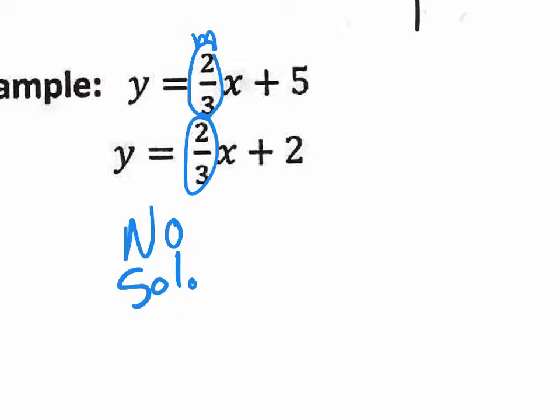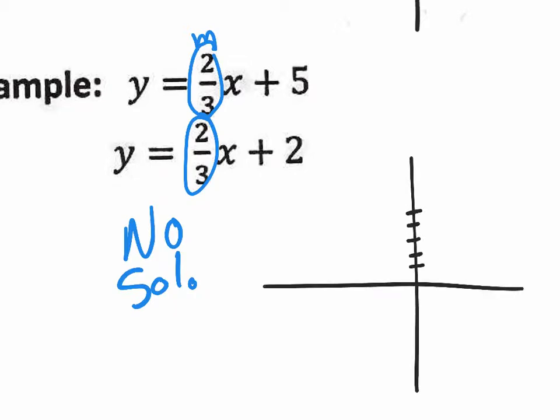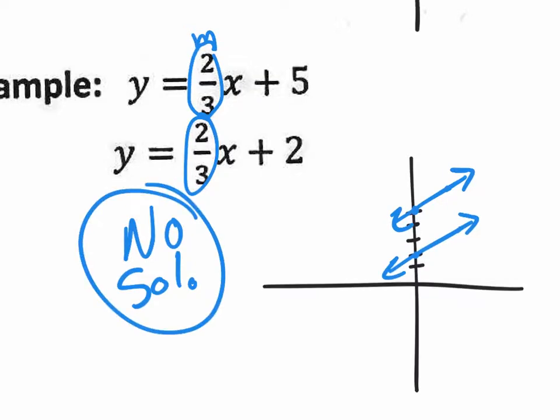So right there, no math involved also. Now, if you don't understand why it's no solution, think about graphing it. The top one crosses at 5, 1, 2, 3, 4, 5. Crosses right there. It goes up 2 over 3. There it is. The other one crosses at 2. It goes up 2 over 3. There it is. So you end up with parallel lines, which means that they never cross, which means no solution.